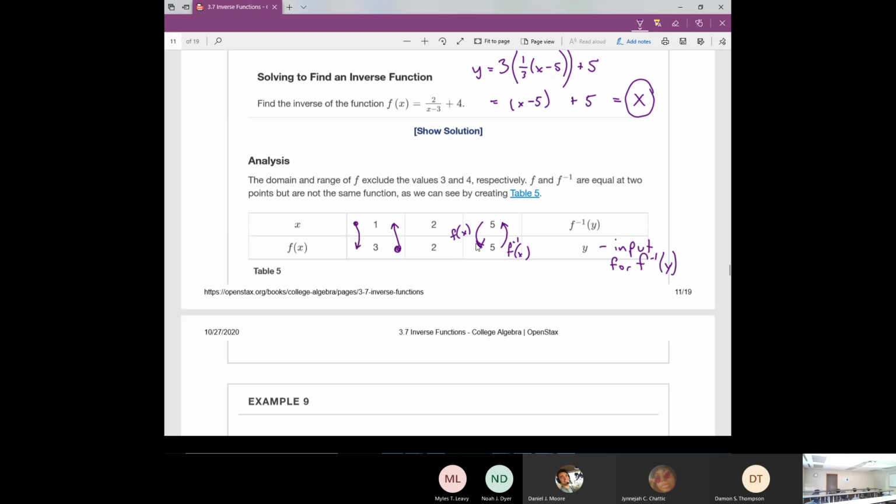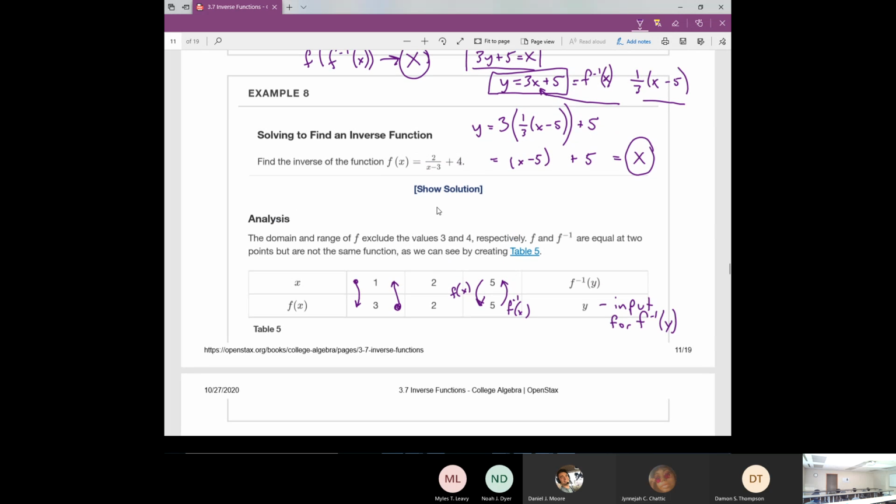The main point here is the easiest way to find the inverse function is just get the other variable by itself. So let's try this one. I'm going to find the inverse function given that as my original function. How do I find f inverse?